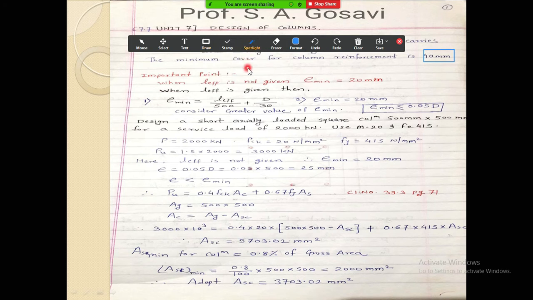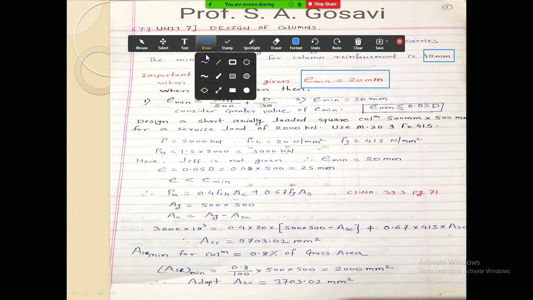Okay, and then these are some formulas for the eccentricity. Just now I have told you what eccentricity is. The minimum eccentricity for the column is taken as 20 mm. When the effective length of the column is not given to us, then the minimum eccentricity should be taken as 20 mm. You should see this is the minimum eccentricity. So when L effective is not known to us, we should take minimum eccentricity as 20 mm.